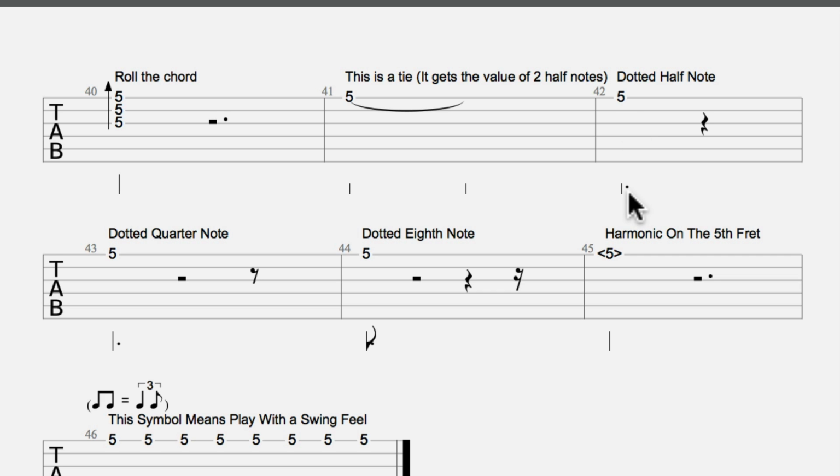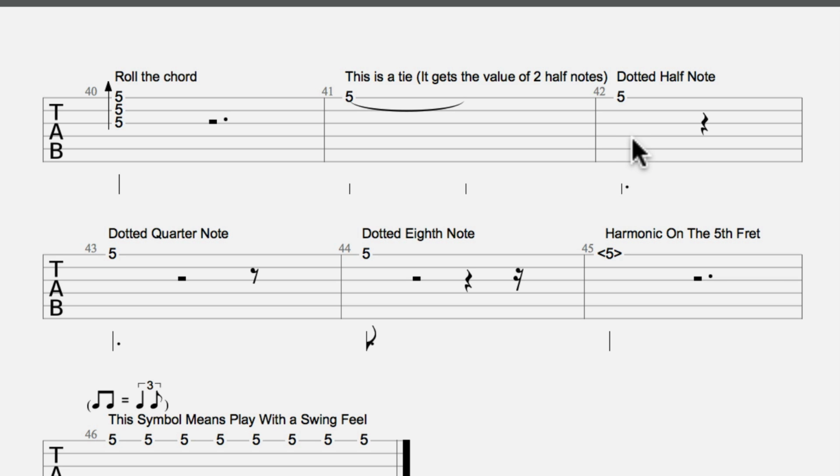Okay, here's a dotted note. The dot adds half the value of the note that it follows. So this is a half note with a dot after it. That would be a half note with the added value of a note half the value of that. Half the value of a half note is a quarter note. So pluck this and it's going to get the duration of a half note plus a quarter note, which would be 3 beats.